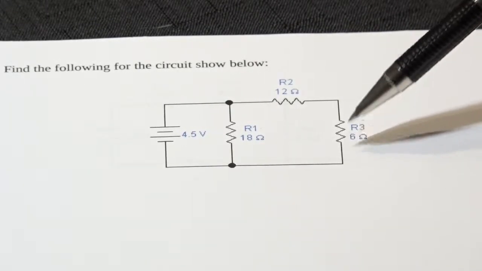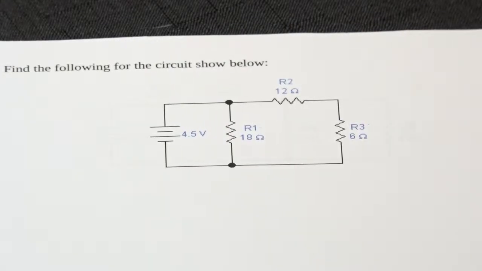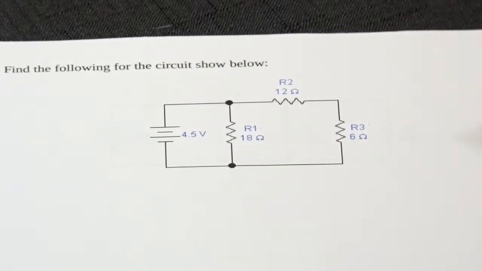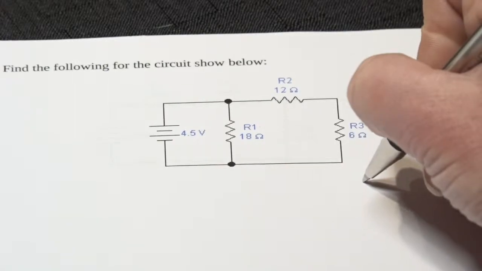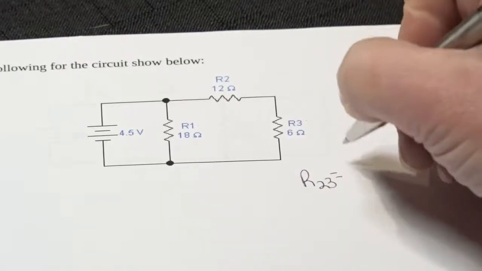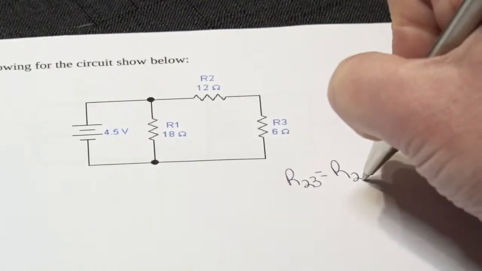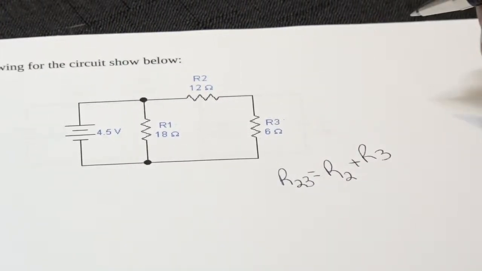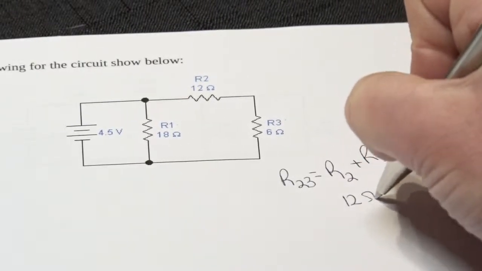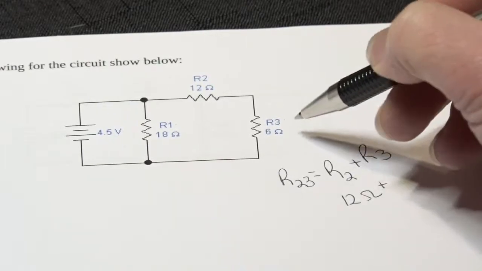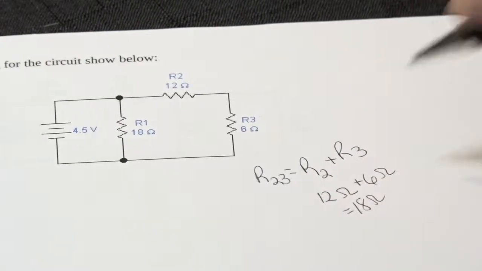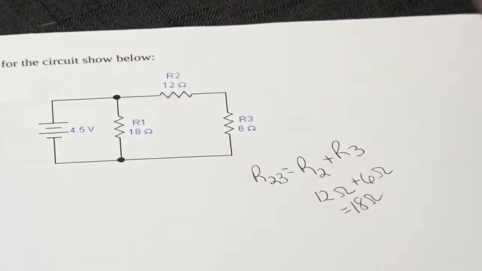So what we're going to do, we're going to start with the resistor furthest away from the source, and we're going to say, alrighty, let's go ahead and redraw this, because R2 3 combination is going to be equal to R2 plus R3. And we're going to go ahead and add those up, and a 12 ohm resistor and a 6 ohm resistor add up to being 18 ohms. And I am going to redraw this circuit.